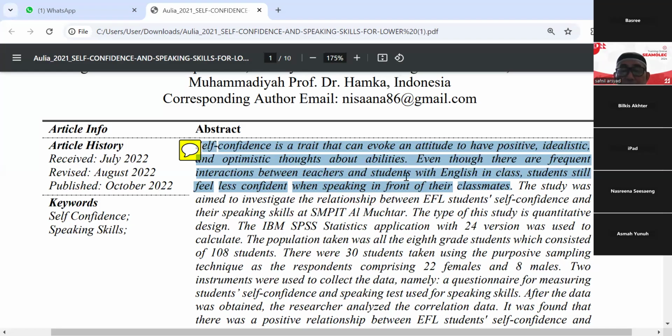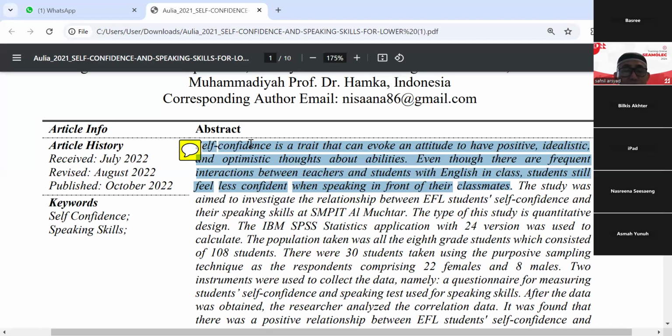This is a real world problem, not a research world problem. You see here, even though there are frequent interactions between teachers and students with English in class, students still feel less confident when speaking in front of their classmates. So this is a real world problem.